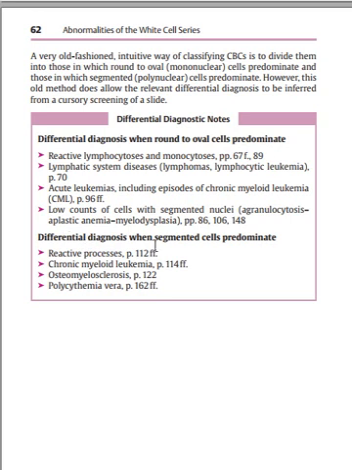Now, next we have the differential diagnosis of granulocyte predominance. We have reactive processes, chronic myeloid leukemia, osteomyelosclerosis, and polycythemia vera. Now, before we continue with this tutorial, I want to give a brief explanation.